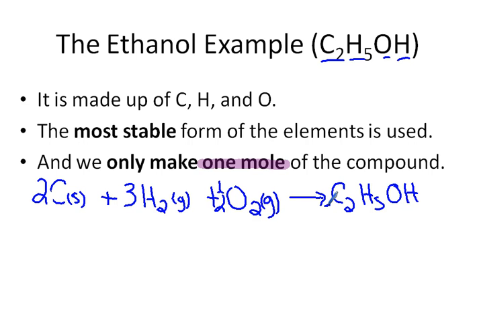Now, remember at the beginning I said there were lots of tables that people came up with, and one of those things on that table is that people did reactions to form ethanol, and they found out that the enthalpy of formation of ethanol is negative 277.7 kilojoules, okay?